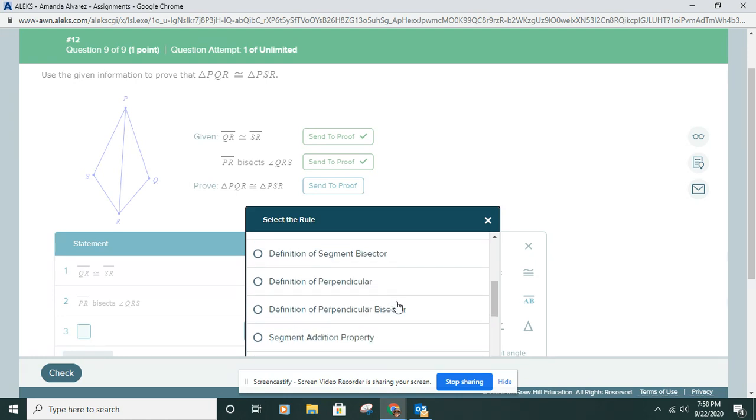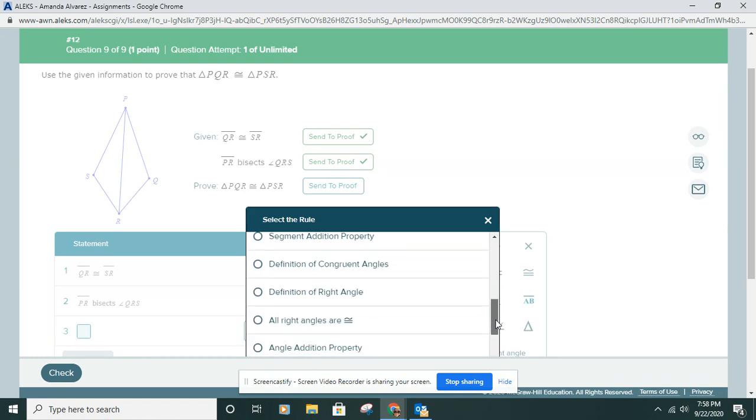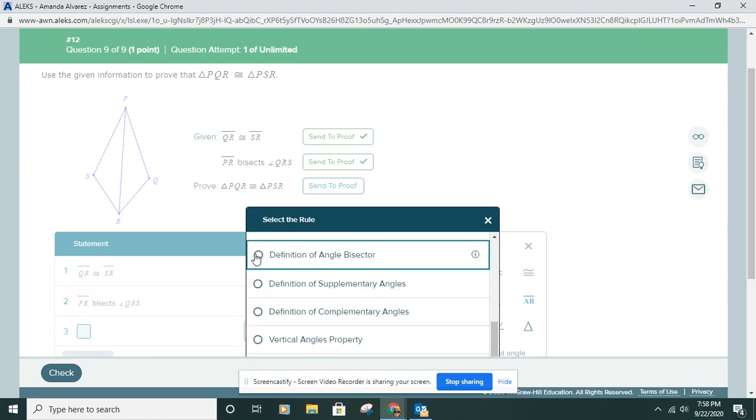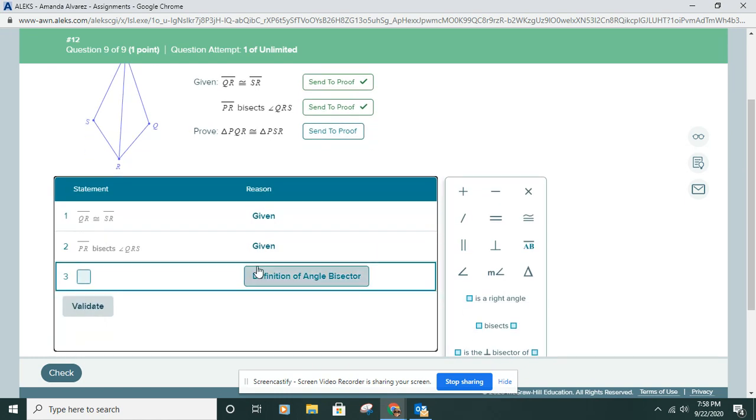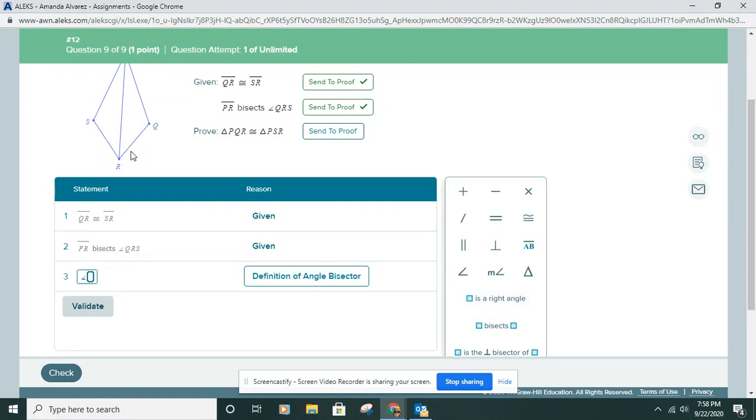Definition of, oh my goodness, angle. Definition of angle bisector. It's hard. Okay, so just keep looking and you'll find it. So again, I know it's an angle bisector because a segment bisects an angle. This angle is cut in half. So definition of angle bisector. So I just have to say what is congruent to what. So QRP, make sure you're picking angle. QRP. Sometimes segments are bisected, so just make sure you're paying attention if it's a segment or an angle. And then I went with Q first, so now I go S, R, P.